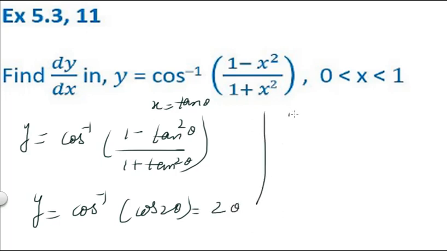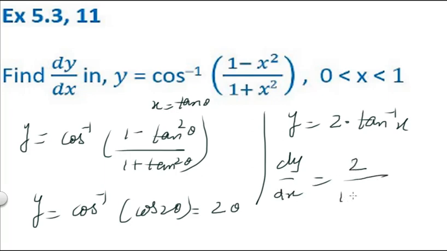So y is equal to 2 into the theta value, which will be tan inverse x as told in the previous question. So what will be dy by dx? It will be 2 upon 1 plus x square. Clear? I'll also give you the formulas for differentiation in one of the sheets that you can refer to and learn them. Clear? Okay.